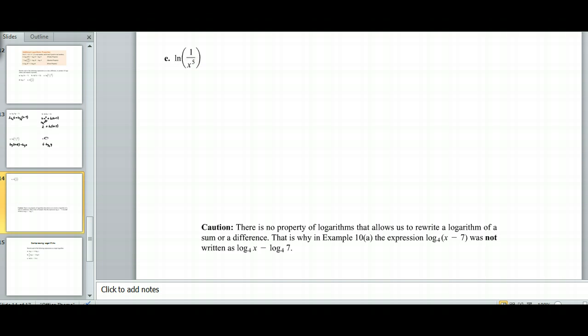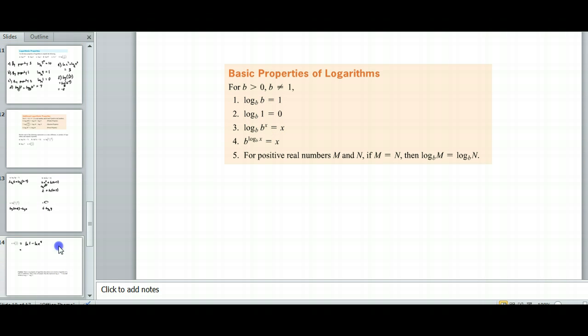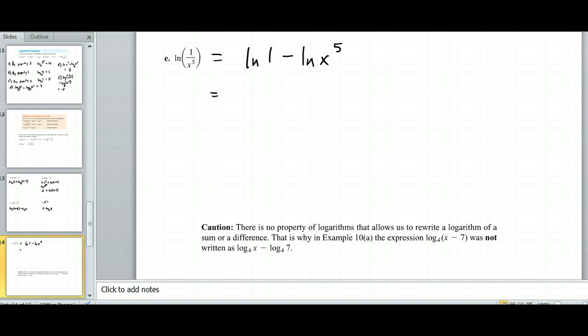Last one, we got the natural log of 1 divided by something. So we got division. So this is the natural log of 1, and then because of the division, we can say that's minus the natural log of x to the 5th. Now go back to your previous rules. The log of any base of 1 equals 0. So this piece right here is just equal to 0.